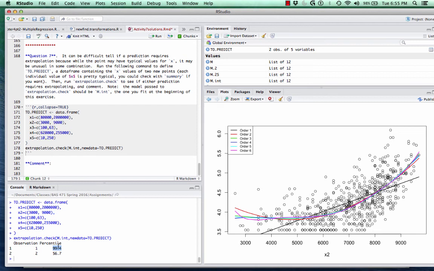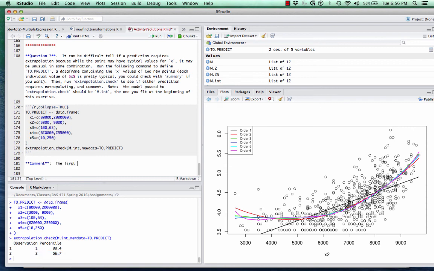So most likely, this is actually going to require extrapolation. It's in a very unusual position. It has a very unusual combination of x values, and I'd be worried about making a prediction there. It may be the case that the nature of the relationship changes by the time we predict that far out into the outskirts. I'd be fine making a prediction for observation 2 because only about 43-44% of points are farther away. It looks like I'm right in the thick of things at a pretty typical combination of x values if I make a prediction there.